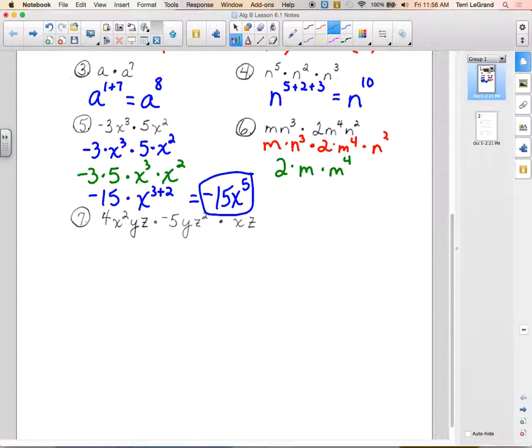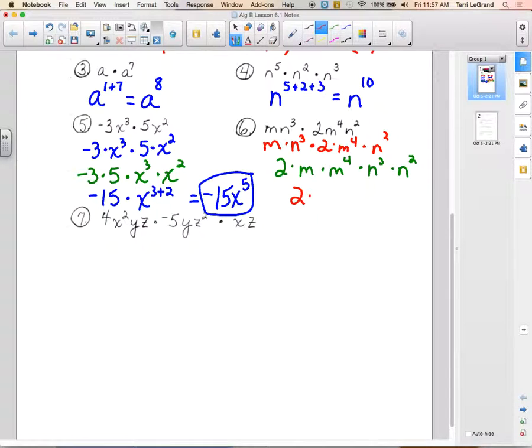Then times n cubed, or n to the 3rd, times n squared, or n to the 2nd. So now we have, this is the order they like. Constants in front, alphabetical order after that. So does that 2 have anything else to be multiplied by? No. So it's going to be 2.